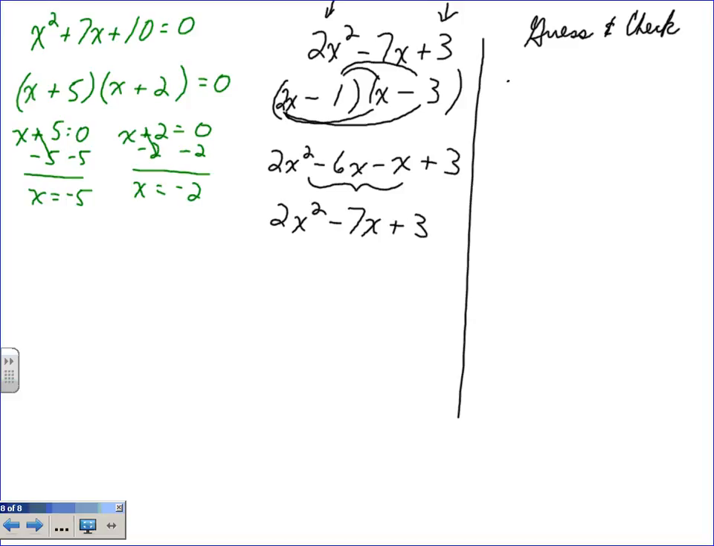Let's do the same problem. And that's going to equal 0. So we'll find the zeros. Guessing and checking, and we're going to guess and check the right way this time. Okay, so we checked and we find out that that's the right way to factor.